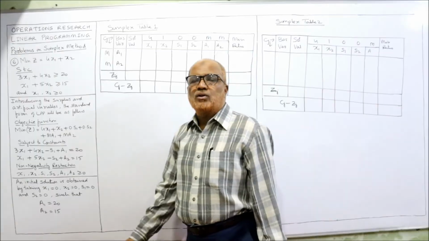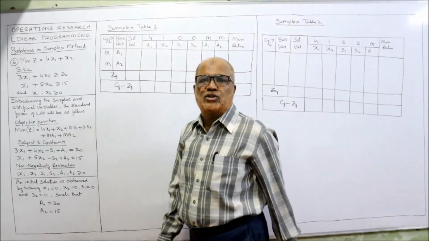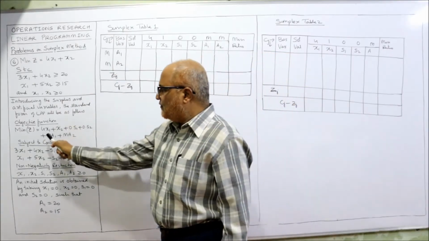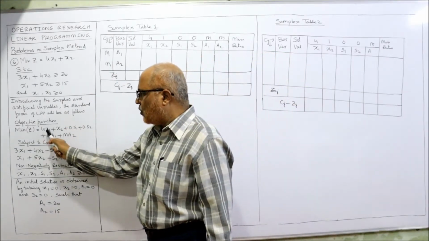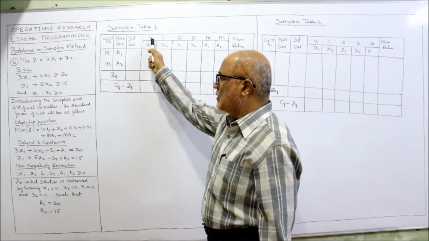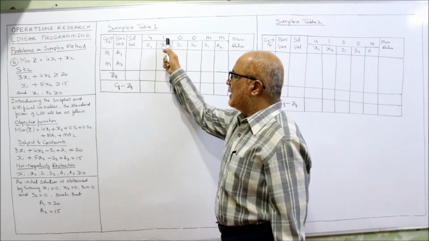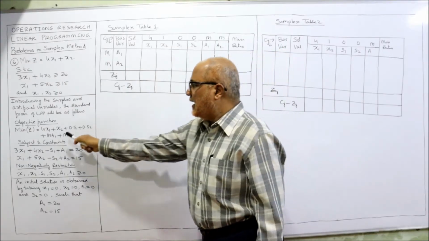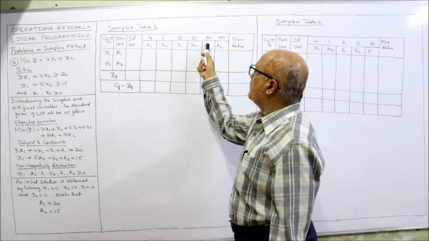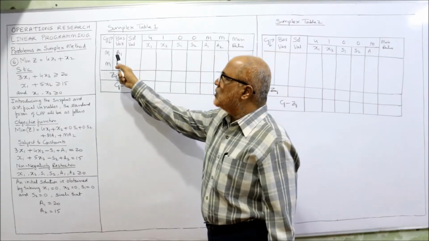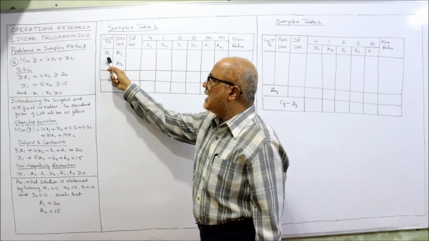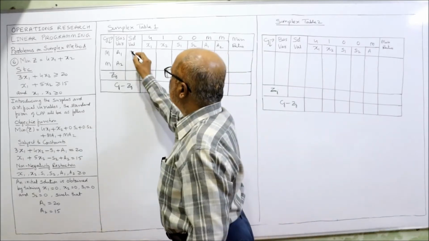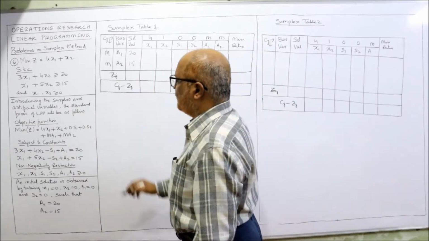Cj stands for coefficient of objective function. So here x1, x2, s1, s2, a1, a2. The objective function here, the coefficient of 4x1, so x1 4, 1x2, x2 1, 0 s1, 0 s2, a1 M, a2 M, right? Similarly here also Cj value we have to take a1 is M, a2 is M, and a1 is equal to 20 and a2 is equal to 15.